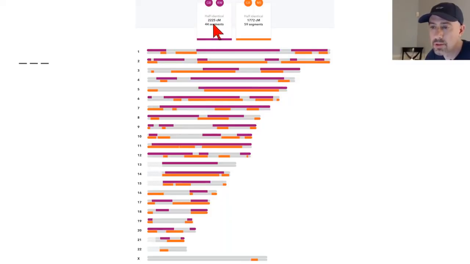Well, here in purple on the left we have Graham versus Karolina, and this shows that they share more than 2,000 centimorgans, and that fits reasonably well with a nephew-aunt relationship. And here on the right in the orange we see that Graham and Millie share nearly 1,800 centimorgans. That again fits with an uncle-niece relationship. So things are looking good with this information.